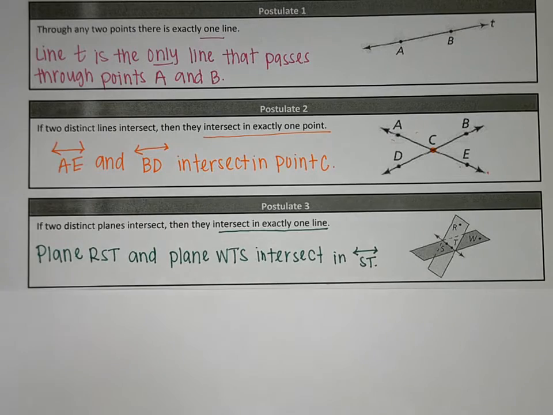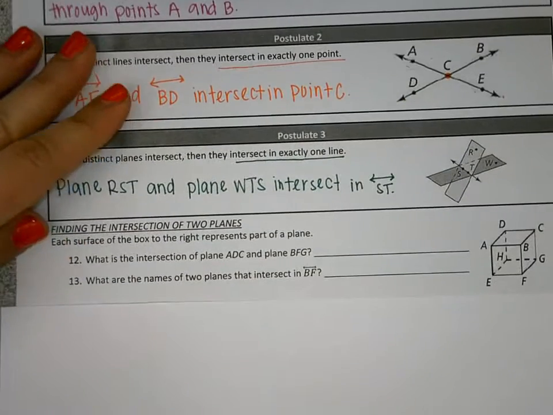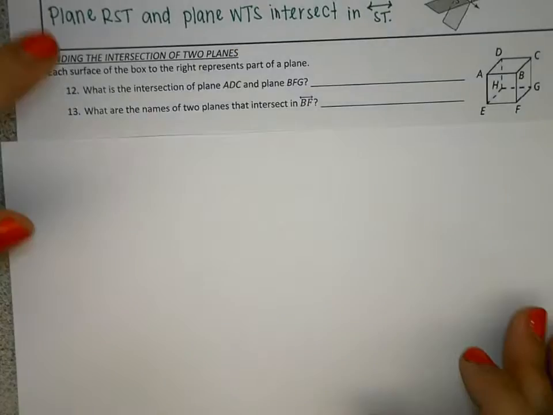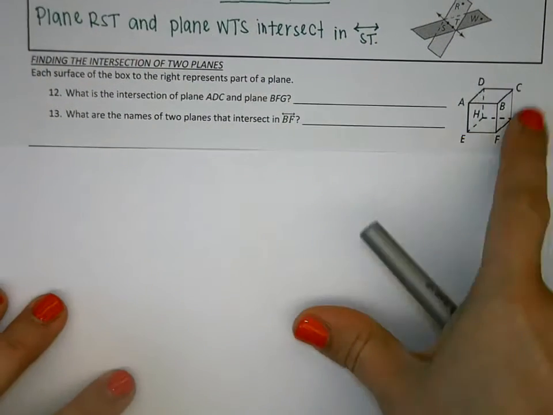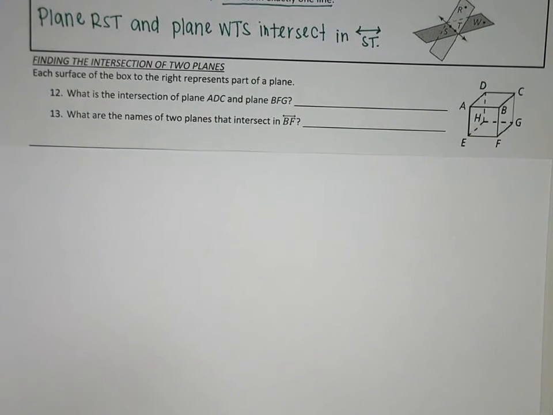So let's talk about that right now. 12 and 13, intersection of two planes. So what this cube that I have on the paper, we're going to say that all of the sides actually represent planes. So they are actually going on forever and ever, meaning their intersections also go on forever and ever. So let's look at where these things intersect.